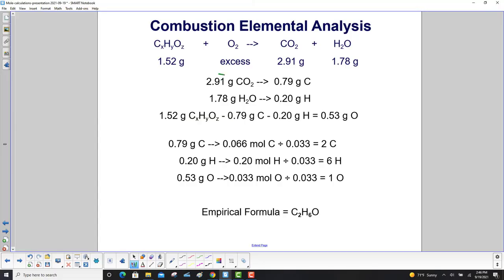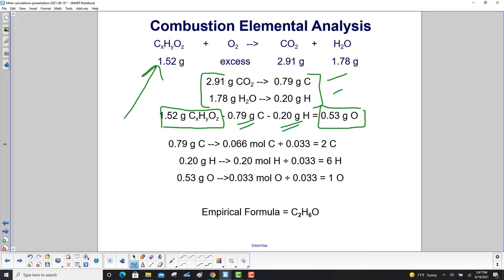Using a similar analysis, we start with the carbon dioxide and water, and 2.91 grams of carbon dioxide is 0.79 grams of carbon. 1.78 grams of water is 0.20 grams of hydrogen. So we have our total mass, the left side there, minus the 0.79 grams of carbon, minus the 0.20 grams of hydrogen, and that means we have 0.53 grams of oxygen.